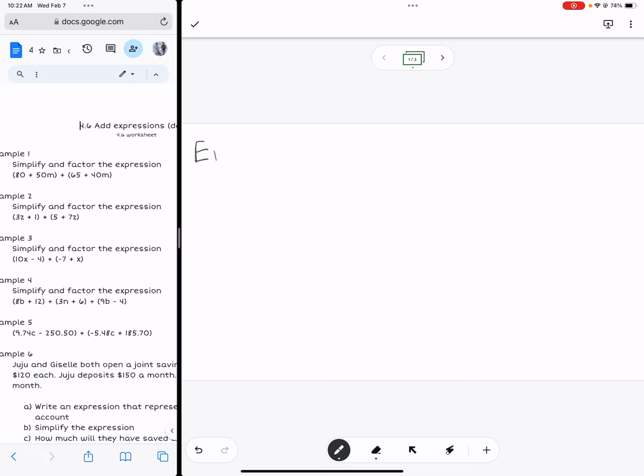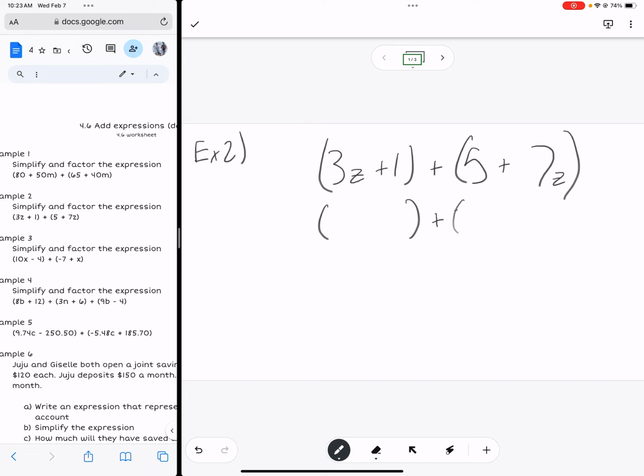Example 2 is very much the same thing. So we're able to use both the associative and commutative property. Close your Chromebooks. We're able to use both these properties because it's addition in the middle, right? We're adding these expressions. So how can I rewrite this? Let's go with Rosanna. 3z plus 7z and 5 plus 1.